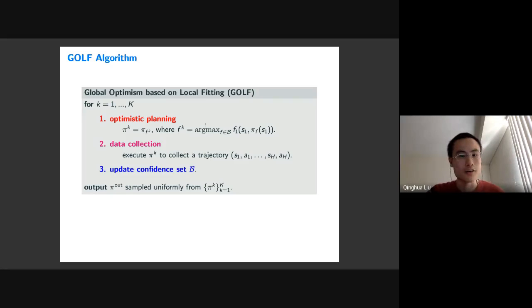Okay, thanks. And the policy we output is simply uniformly sampled from all the policies we have executed in the previous episodes. So the key idea here, just as Matteo asked, is global optimism with local confidence sets. This is why we call this algorithm Global Optimism based on Local Fitting.